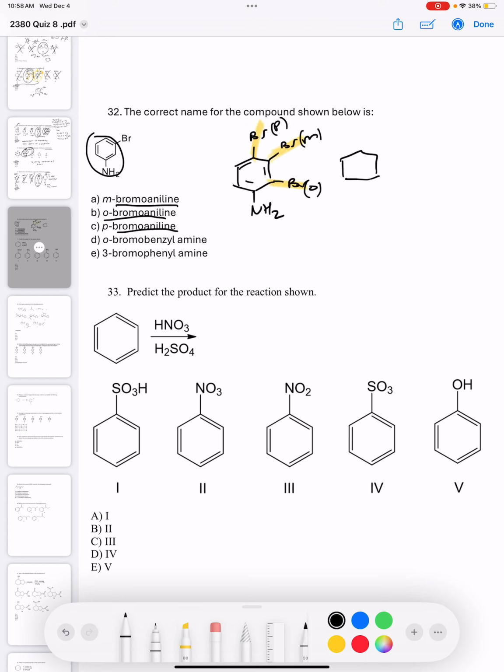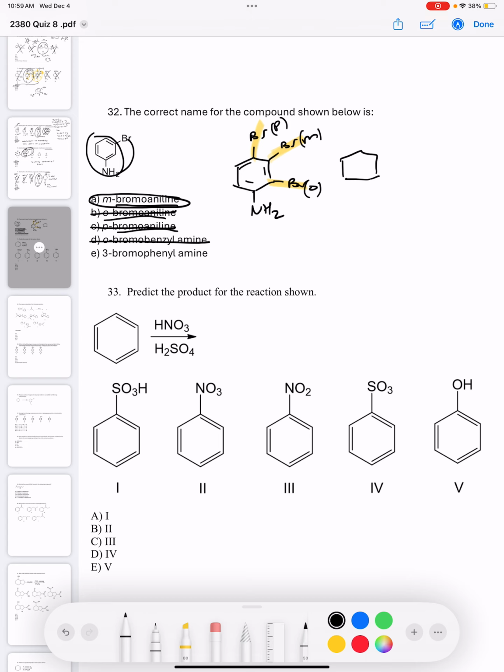So between these three, ortho meta looks right for now. It's definitely not ortho. Those two groups are definitely not ortho to each other, and those two groups are definitely not para to each other. So even if you don't remember for sure if that's aniline or not, then that's how you can eliminate that. You can also eliminate D because you know they're not ortho.